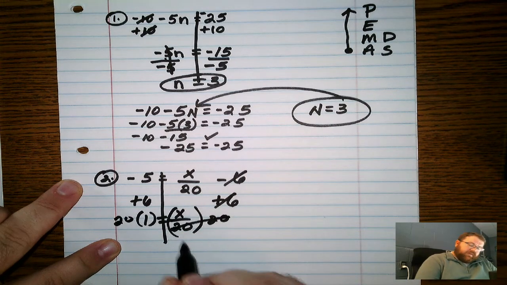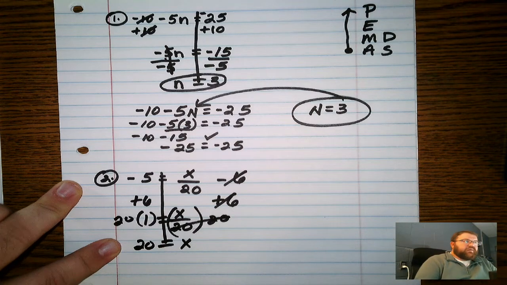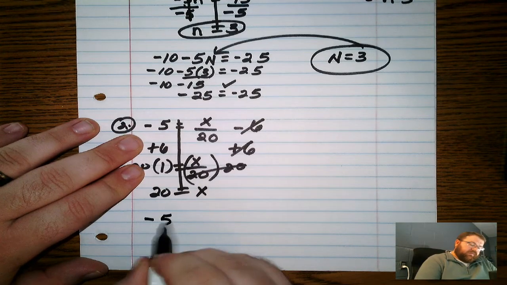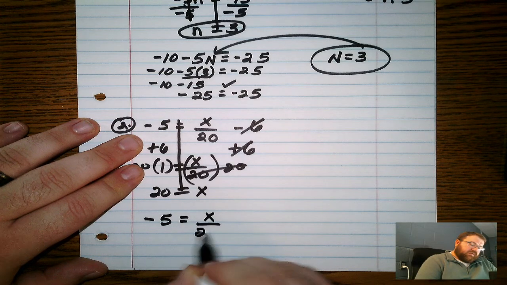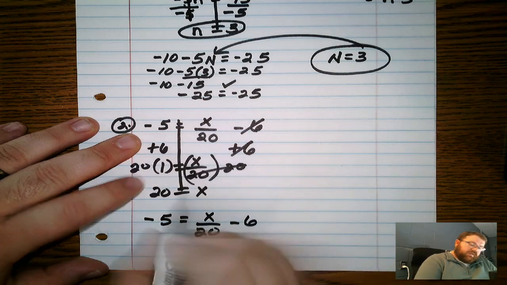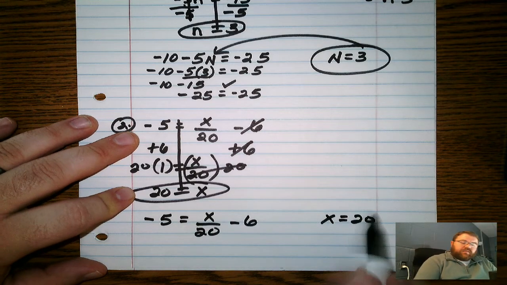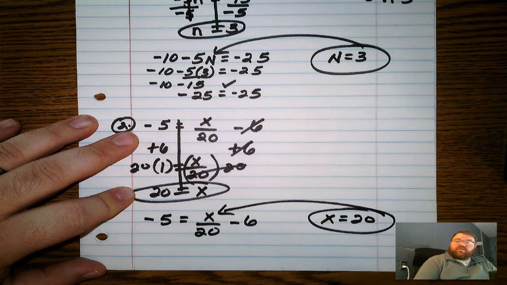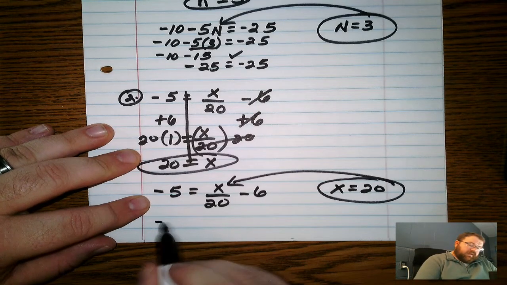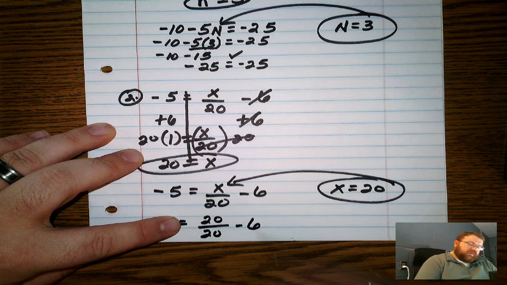20's cancel, leaves you with x equals 20 times 1, which is 20. Now let's talk about our check step. Our check step, we have the original problem, negative 5 is equal to x divided by 20 minus 6. We solved x is equal to 20. So I'm going to take the value of x, substitute it in wherever I see x in the equation, and I have negative 5 is equal to 20 over 20 minus 6.